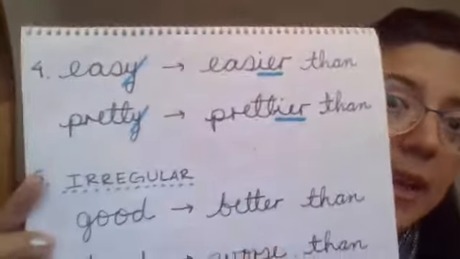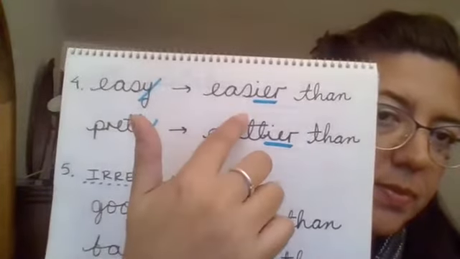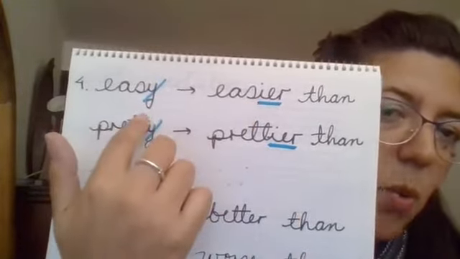The fourth type of adjective that we can find is the adjective ending in Y. In that case, you're going to drop the Y and change for I. Look, easy, easier than. We drop the Y, we change for I. Another example, pretty, prettier than. You drop the Y, you change for I.